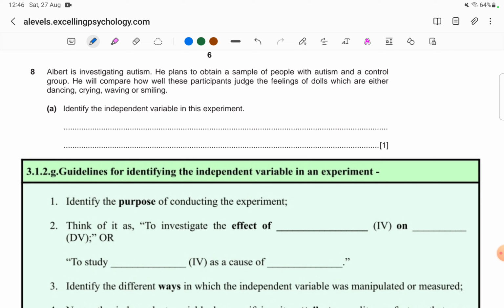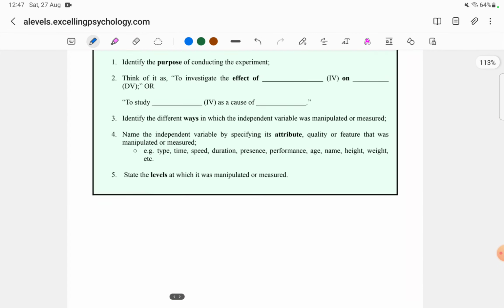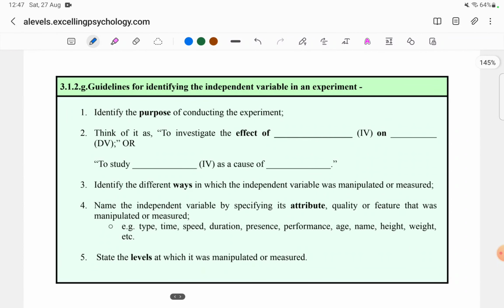In this part, we are going to be looking at research scenarios like the one you see on your screen right now. These are the kind of questions that come in paper 2, and very shortly I will be solving in this video itself this type of questions and similar type of questions in past papers. But before that, we need to look at guidelines as to how to exactly identify independent variables in these past papers.